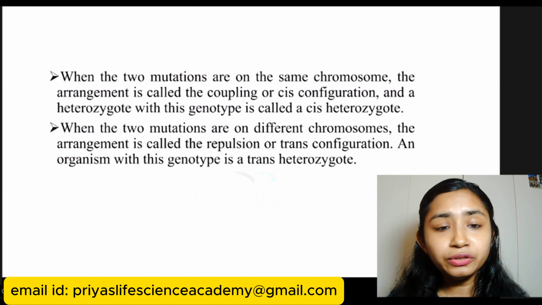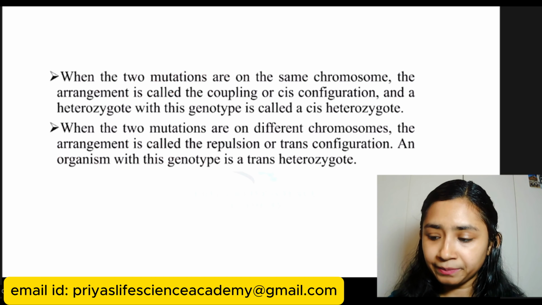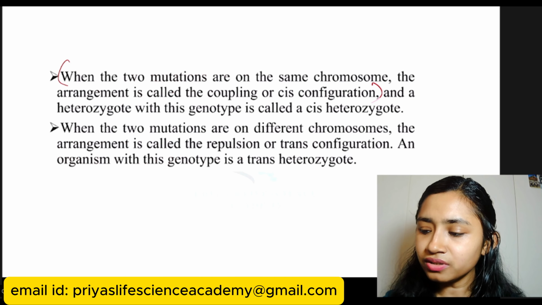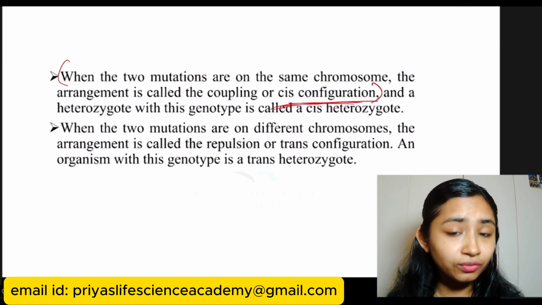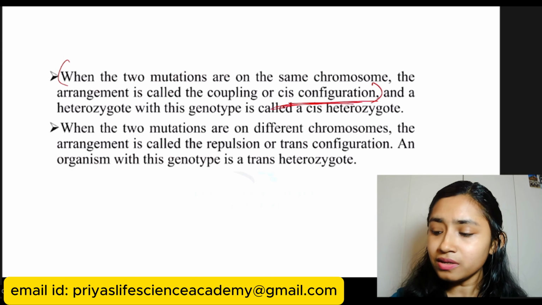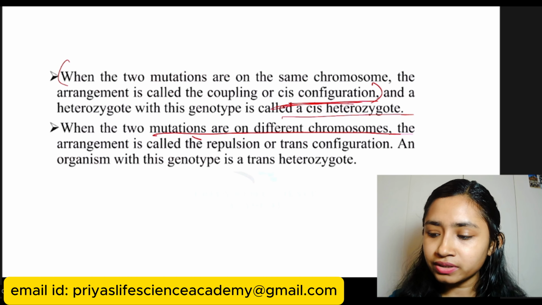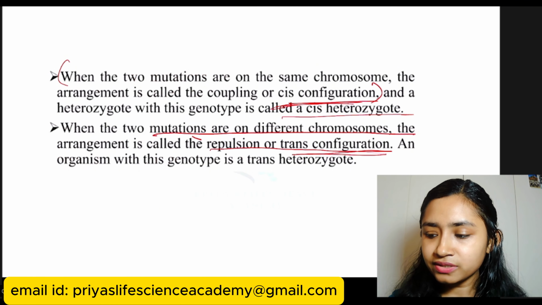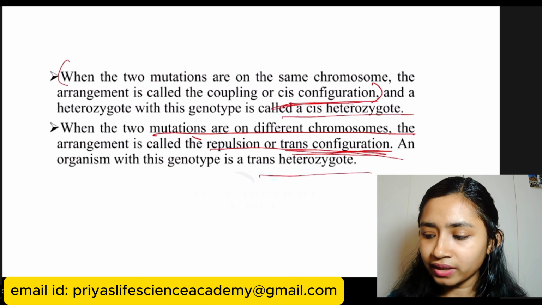So when the two mutations are on the same chromosome, the arrangement is called the coupling or cis configuration. I told you about cis and trans when I taught you the lac operon, and a heterozygote with this genotype is called a cis heterozygote. And when two mutations are on different chromosomes, it is called the trans configuration, and an organism with this genotype is known as a trans heterozygote.